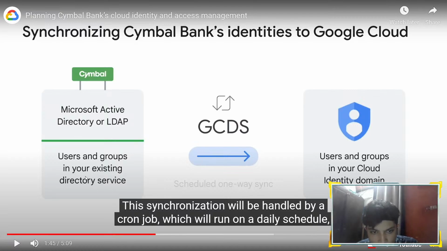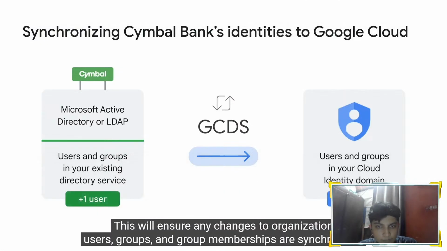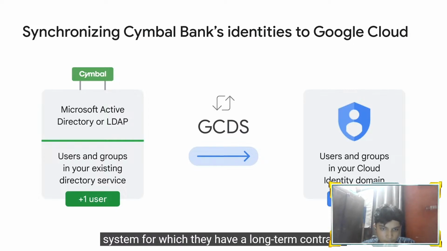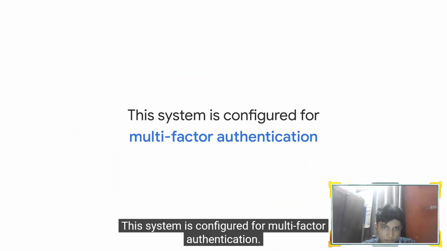This will be handled by a cron job, which will run on a daily schedule right after updates are made to the Active Directory system. This will ensure any changes to organization users, groups, and group memberships are synchronized from the Active Directory system into Google Cloud. Symbol Bank will then be able to continue to use their existing Active Directory authentication system, for which they have a long-term contract. This system is configured for multi-factor authentication.